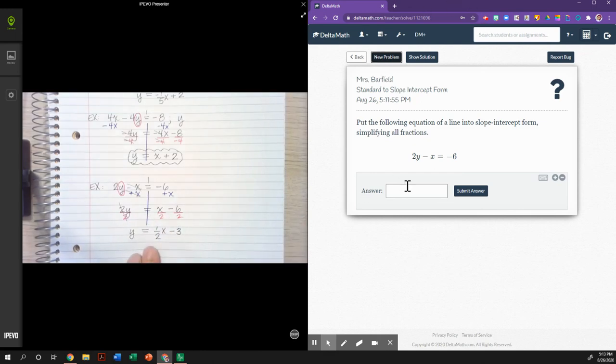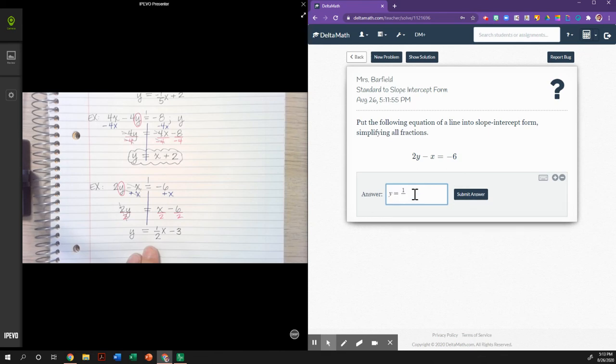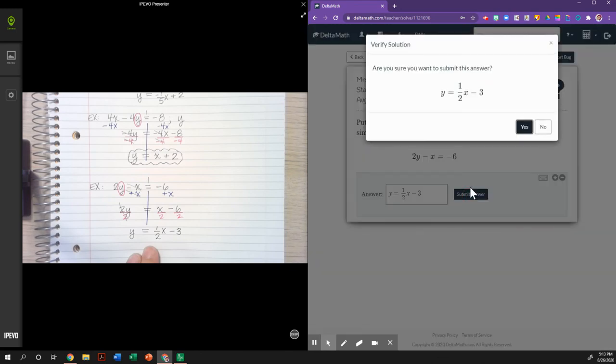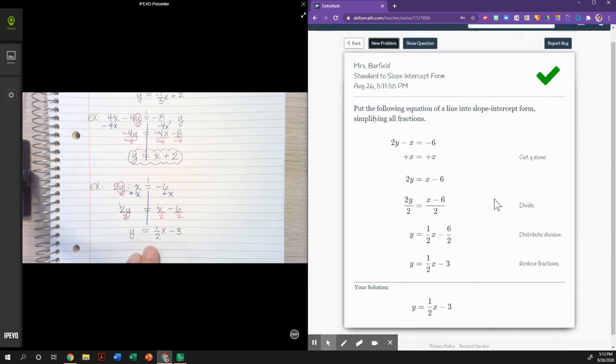All right, so now if I go over here, y equals, I'm going to do a divide sign, 1 divided by 2. I'm going to put x off to the side, minus 3. Submit my answer. There we go.